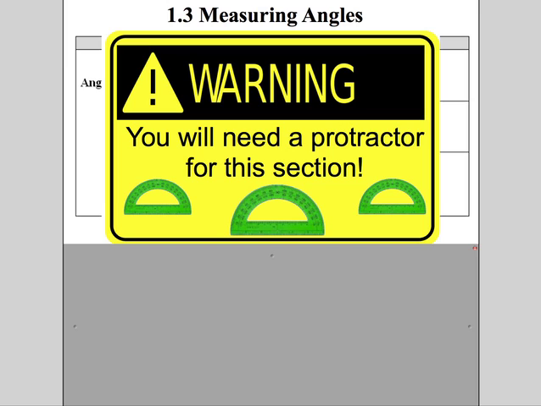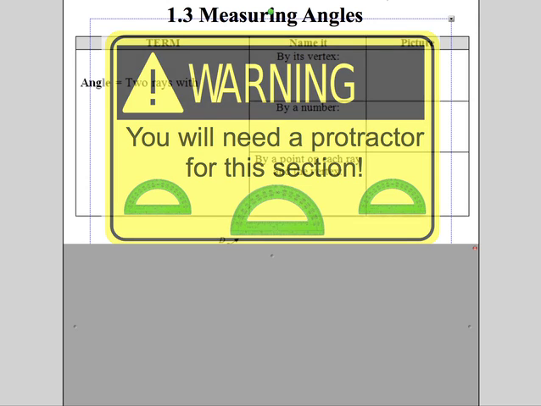Alright, here we go. 1.3 measuring angles. So we got a little Nicki Minaj to get us going here. Hopefully you checked out the warning sign. You have to have a protractor to do this. You need it for the practice. You need it for the mastery check. So I know that Mr. Kelly, Ms. Sullivan, and myself all have protractors in our room. You can borrow one. So make sure you have one for this lesson. Rock and roll. Here we go.